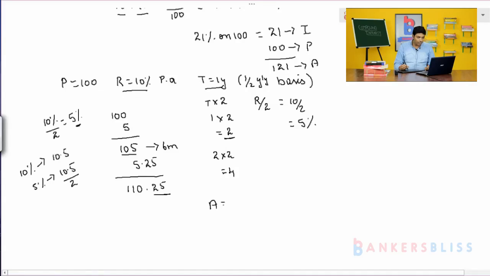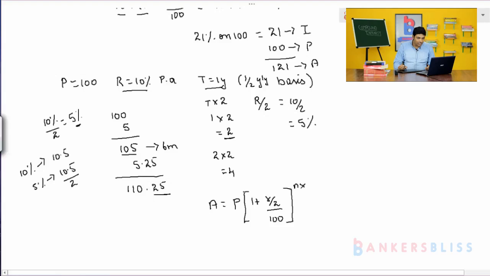If you want to solve the same problem using the traditional formula, then we have to do it like this. See here, amount is equal to principal amount, which will be the same, into 1 plus rate of interest by 2, whole divided by 100, whole to the power n. See, if per annum it is 10%, for half year it is 5%. Because of that reason we have to divide the rate of interest by 2.